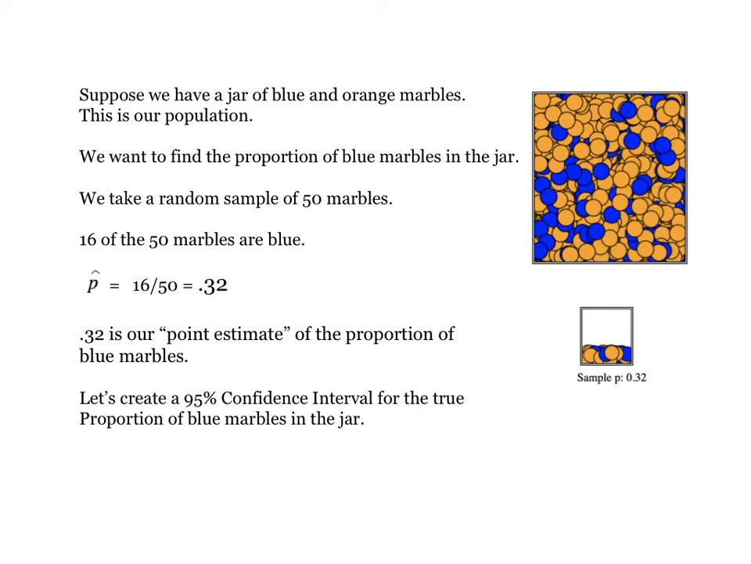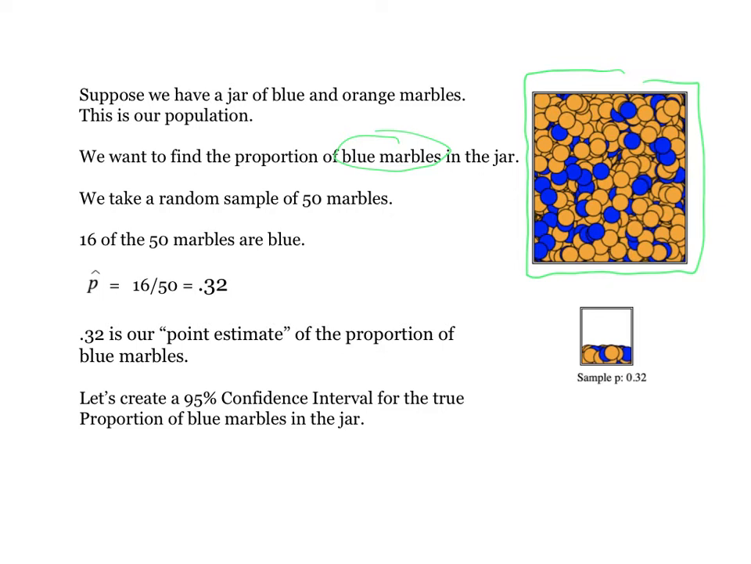Now, let's do an example of how this works. So, suppose we have a jar of blue and orange marbles. That on the right is a jar of orange and blue marbles. That is our population. I want to find the proportion of blue marbles in the jar. I could dump out the whole jar and count all of the marbles, but this is a really big jar, and that would take me a really long time. And we would rather use statistics to figure this out, not just counting.